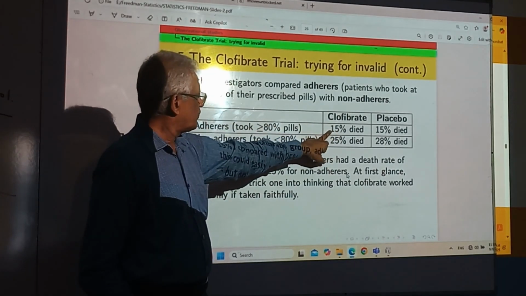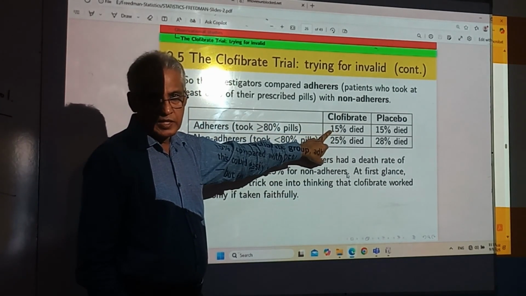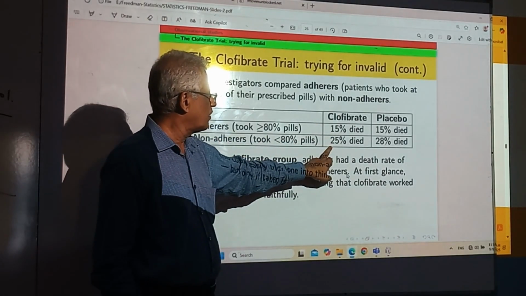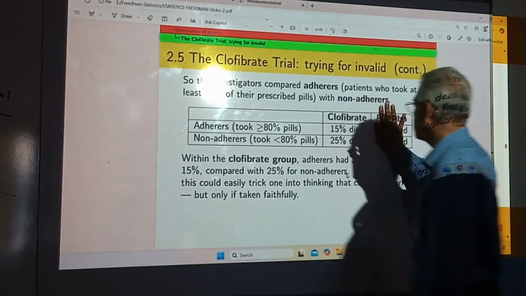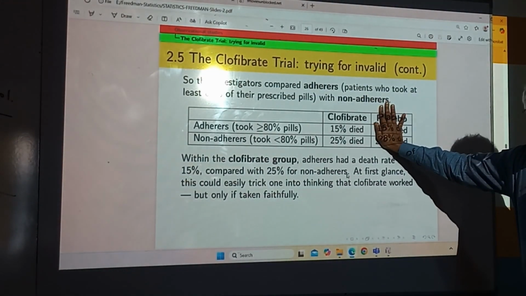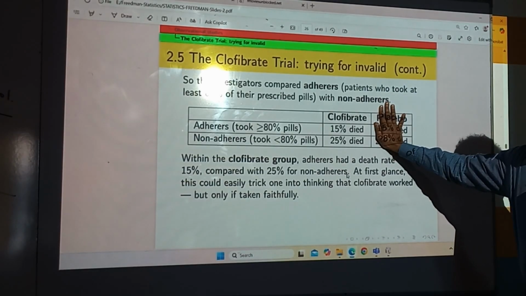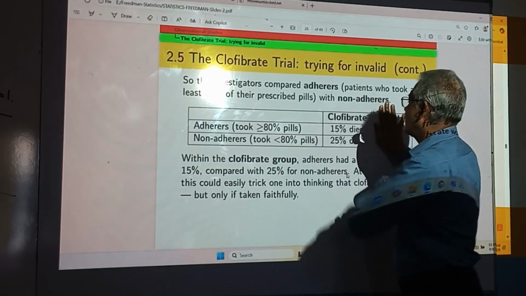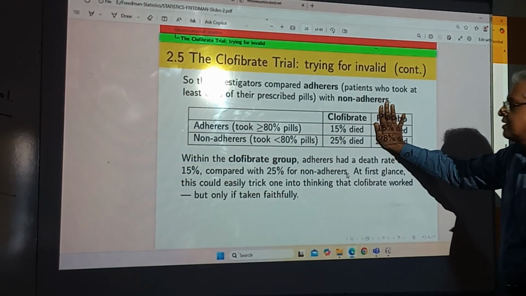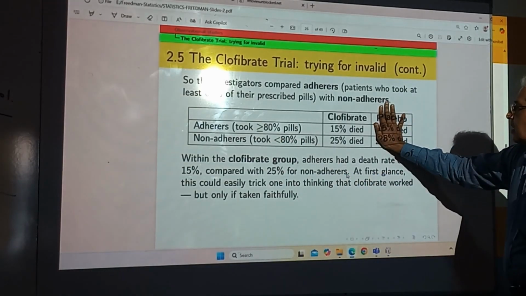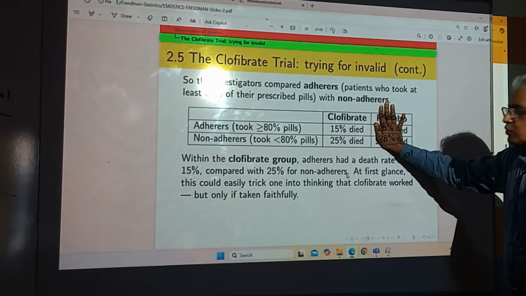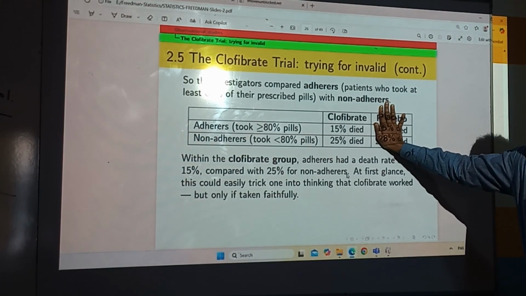So in the treatment group, adheres and non-adheres, when you look at it, there is a difference, of course. Adheres, only 15% died within the 5-year period. Among non-adheres, 25%. So if you don't look at the rest, it looks like the treatment is really working, right? Those who are really taking the medicine, fewer people are dying, right? Among those who are not taking the medicine, a large proportion of people are dying. Right? So that would have been the decision in that case.